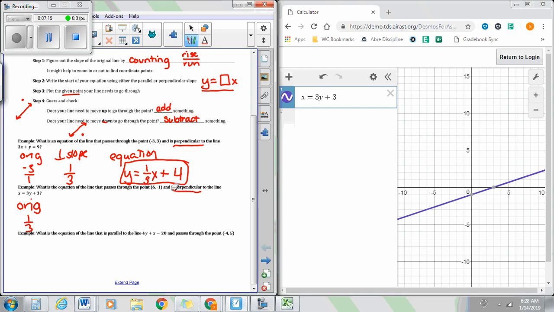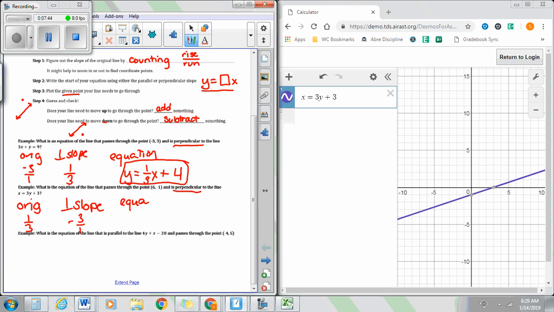Now, I need the perpendicular slope. Now, remember, perpendicular means opposite reciprocal. This one right here is positive. So my perpendicular will be negative. And instead of 1 over 3, the reciprocal will be 3 over 1. You can leave it saying 3 over 1, or you can say that that's just negative 3, your choice.